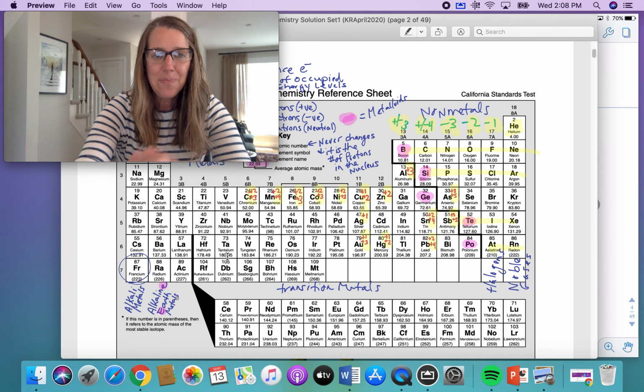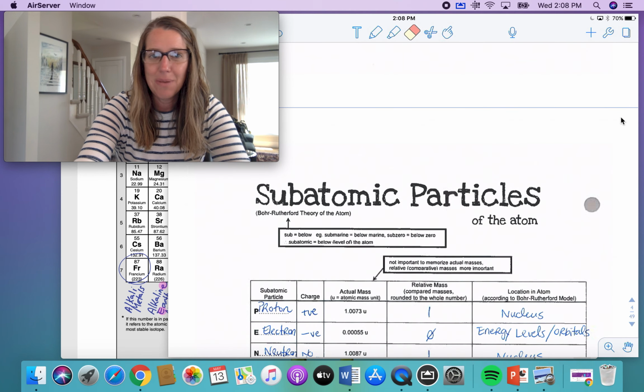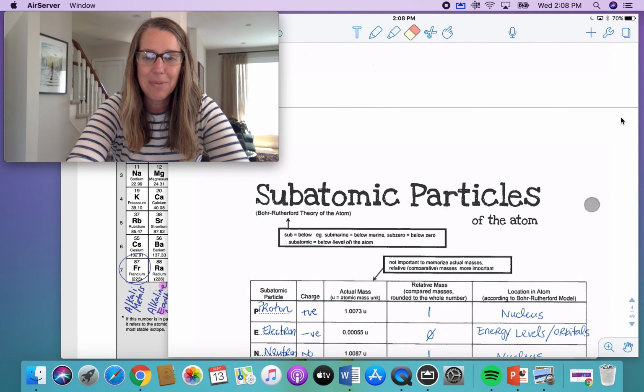And let's see if you remember how to do Bohr-Rutherford diagrams, how to make an atom into an ion. And we'll start though with our subatomic particles of the atom, okay?